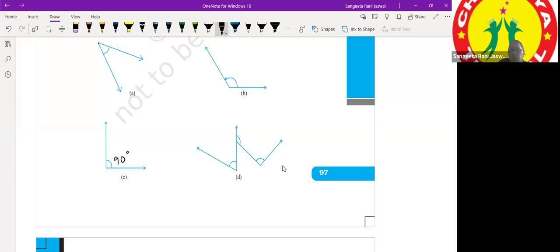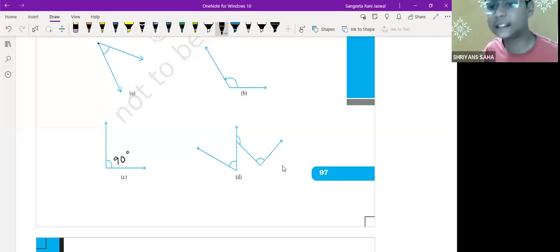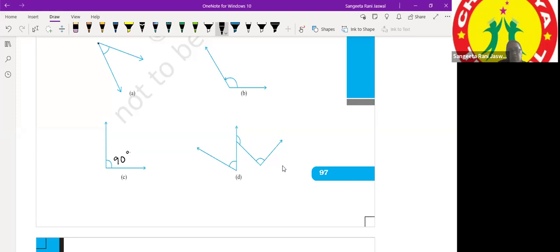How will you check this with the protractor? You will keep the center point of the protractor at this vertex point, and the baseline should coincide with the protractor's baseline, and then you can check this angle, right? Same way you will check for this, and from here, and from here. This is exercise number 5.4. Those who have this book can check. Those who don't have, never mind. If you have something like this in your book, you can check that.